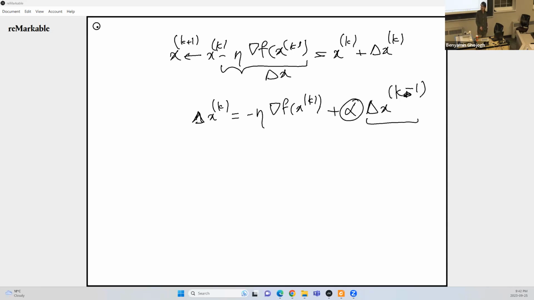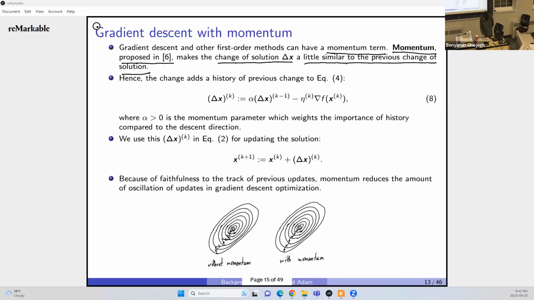When I do this, I have less oscillation. What do I mean by this? Consider this cost function. Without momentum, my gradient descent might go like this. Do you see these arrows? They are small, going toward the minimum. However, when I have momentum, I have less oscillation, something like this.